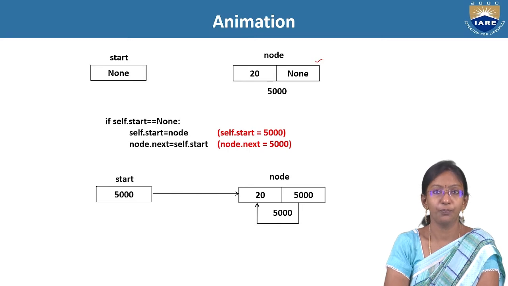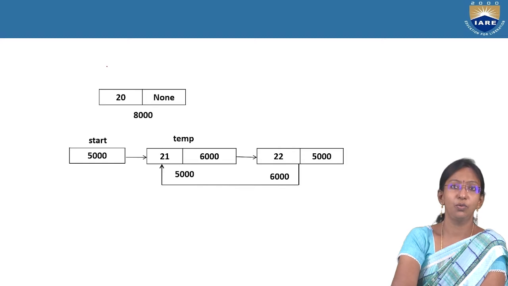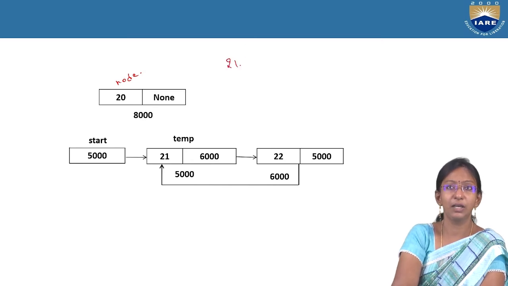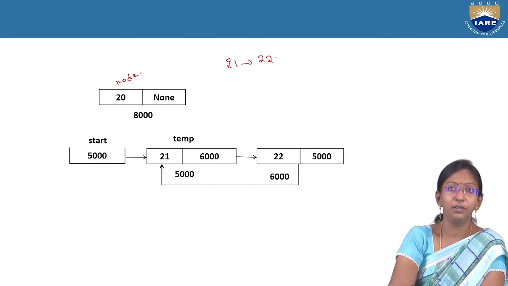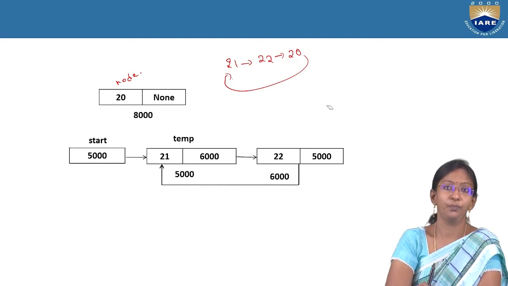This is case 1. Let's go to case 2. Have a look at this one. This is the node which I am talking about. This I have to append at the last. Initially my list is looking like this: 21, 22, and 22 is pointing to 21, saying that my next node is 21. Now I have to append it. So after 22, I have to insert 20, and 20 must say that my next node is 21. This is the job I'm supposed to do.